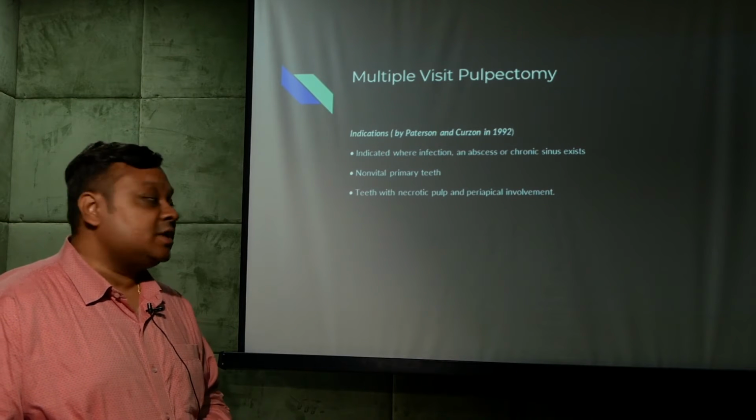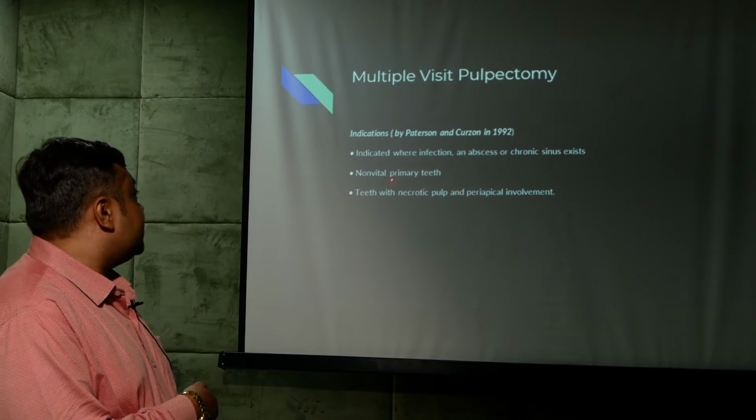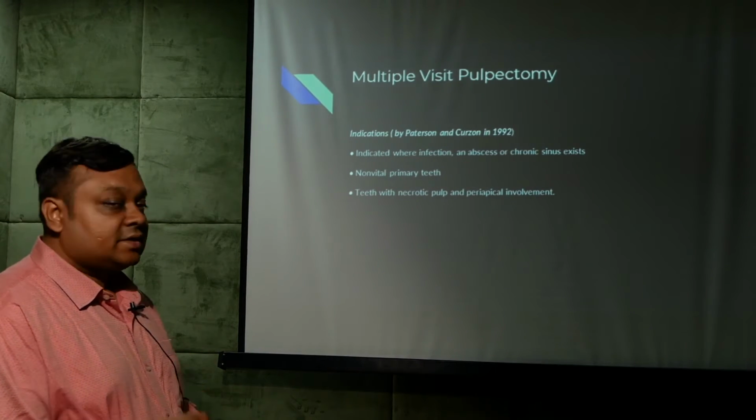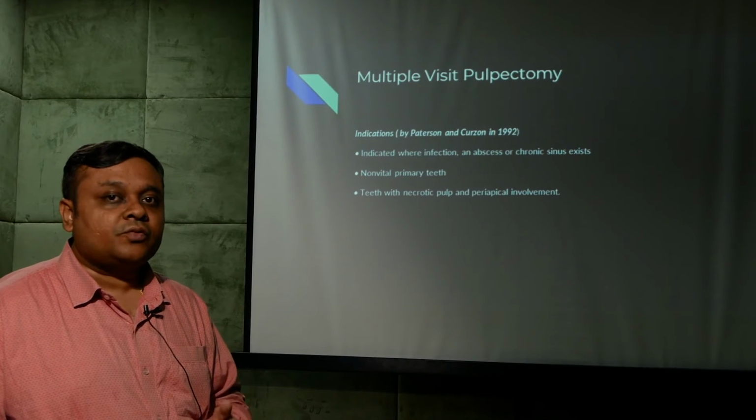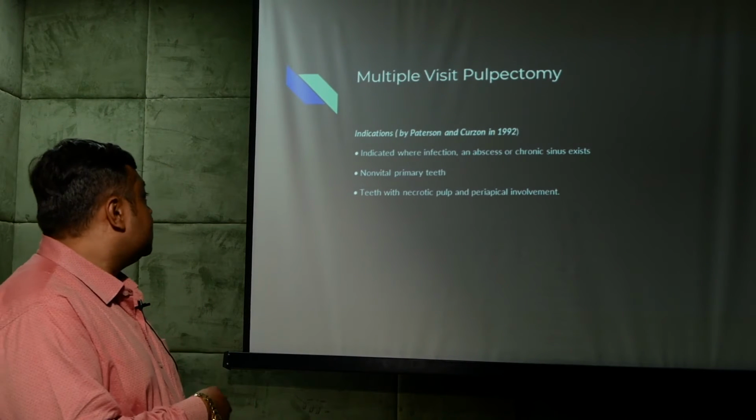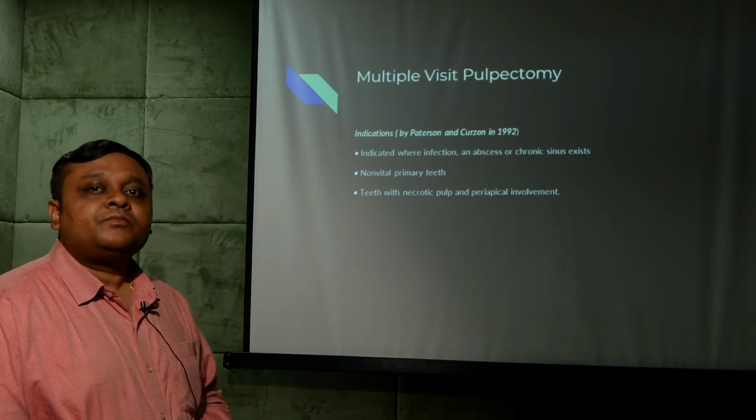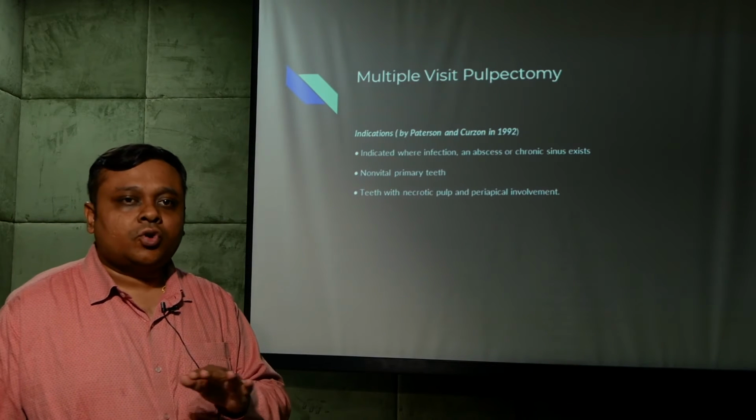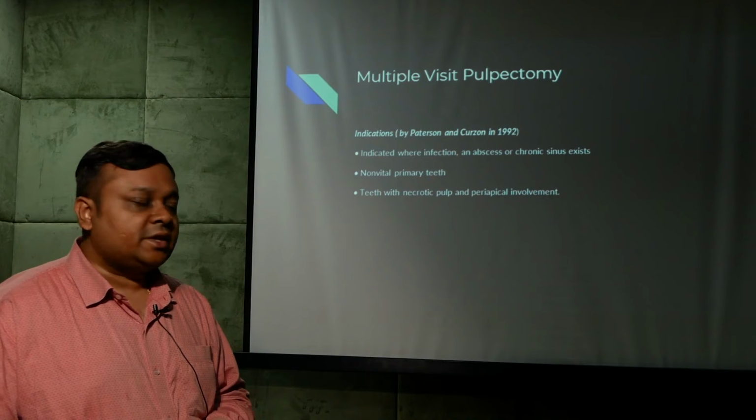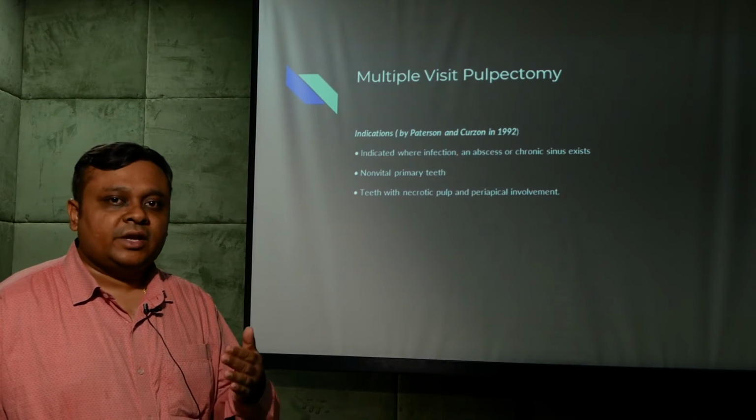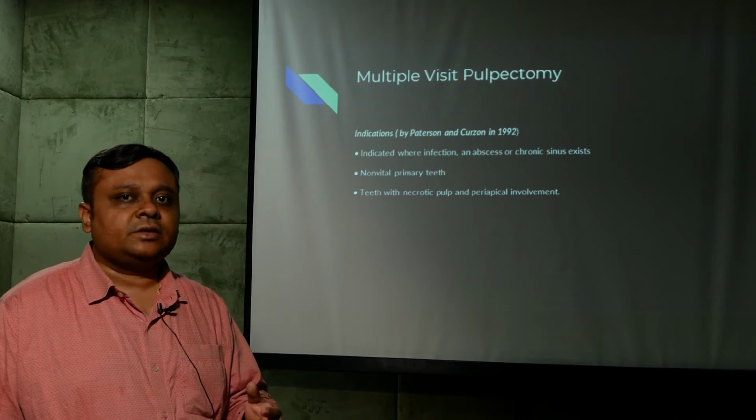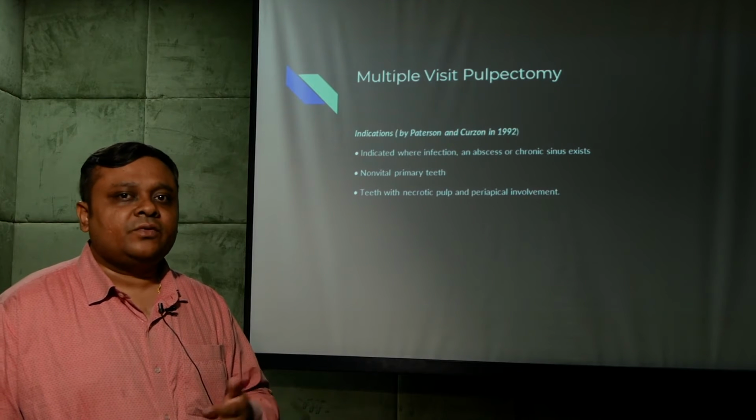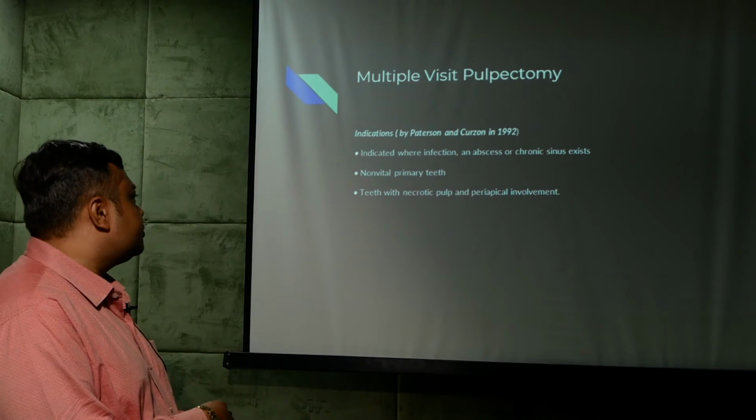Multiple visit pulpectomy is recommended when there is an infection, abscess or chronic sinus, that means when there is any kind of periapical pathology. A tooth which is non-vital, that is when the pulp has gone non-vital, we have to do it in multiple sittings. The first sitting we do the cleaning and shaping of the canals, we give a dressing, and then subsequently we go for the next appointment, we go for the obturation of the canals.